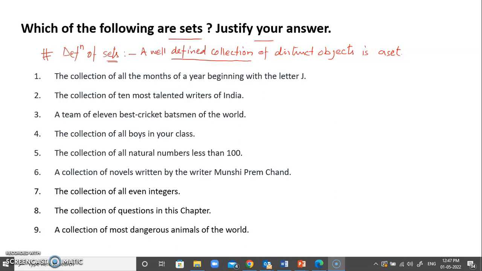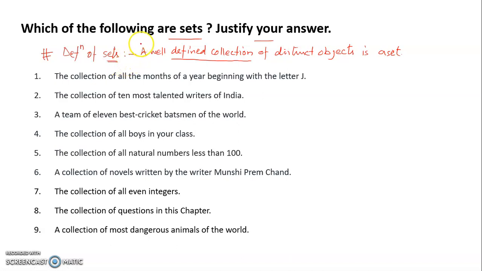Now, when you want to solve this kind of example where a collection is given to you and you have been asked whether this collection is a set or not, what is the essential thing you need to keep in mind? You need to keep in mind the definition of sets. The definition states that a well-defined collection of distinct objects is a set. This is the most important word, a well-defined collection. This is the most important word which is going to solve all these 9 statements. Keep this in mind, well-defined collection.